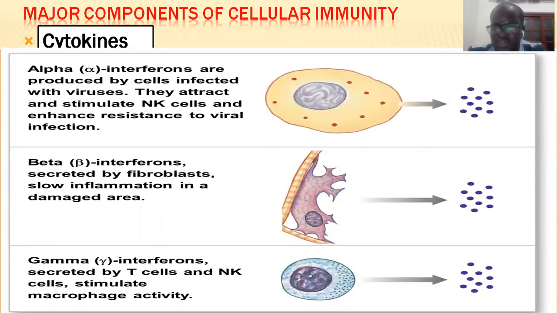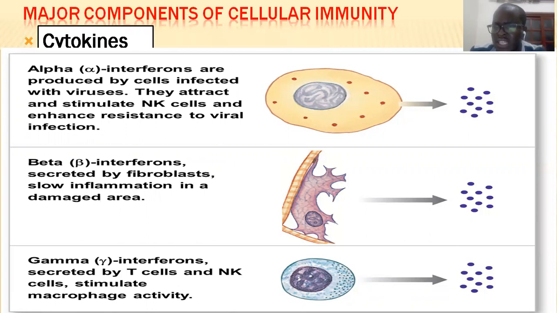As we've already discussed this, but maybe just a few minutes on it. So you have alpha interferons, or interferons alpha, which are produced by cells infected with the virus. Those infected cells are going to produce interferon alpha, and they will attract and stimulate natural killer cells and enhance resistance to viral infection. So they're going to attract natural killer cells.